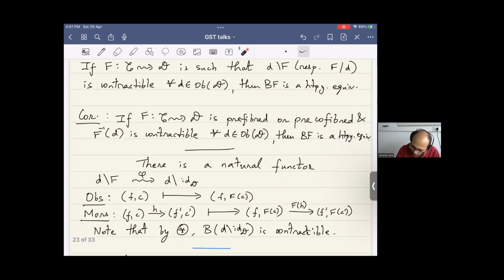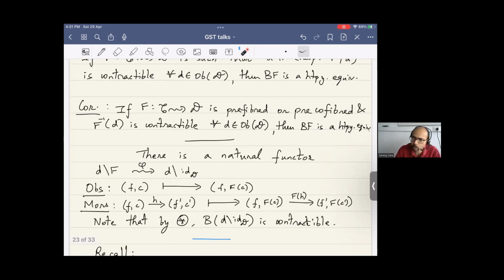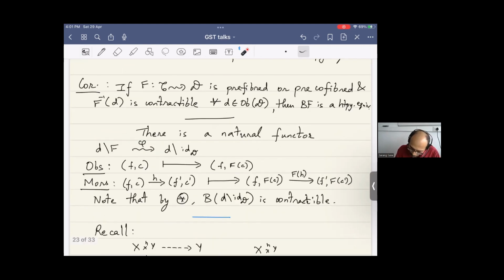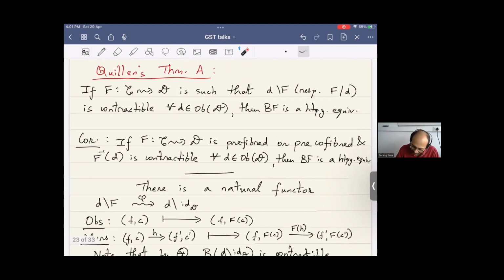That's the corollary. So what is the point of the corollary? Often it's easier. This category is much easier to deal with. It's the honest inverse image, and it's easier to deal with. So that's why this corollary. Okay, so this is theorem A.